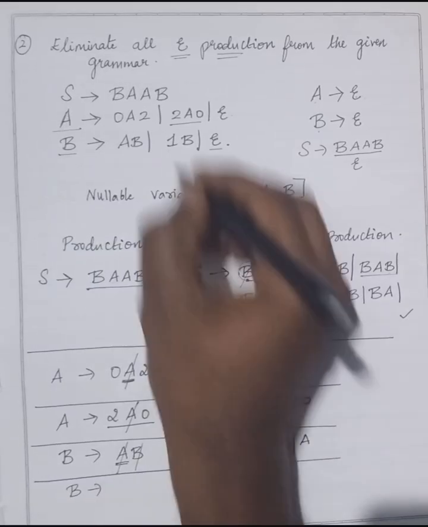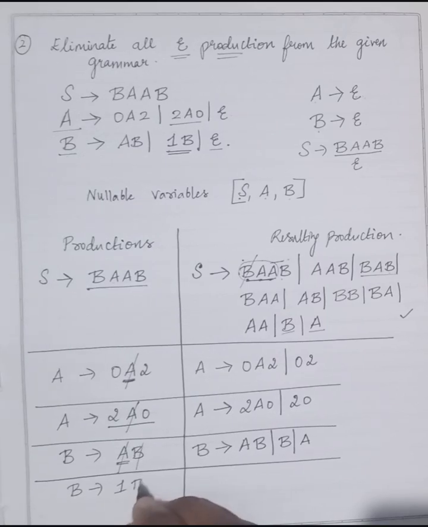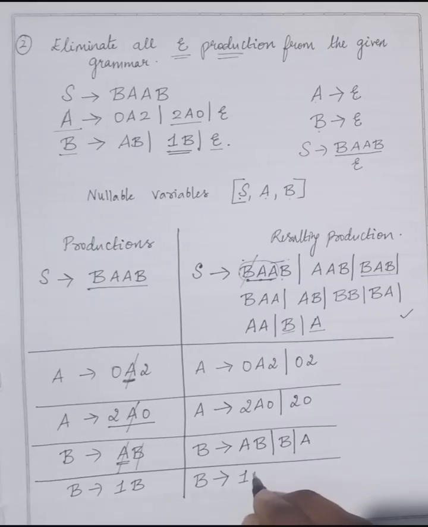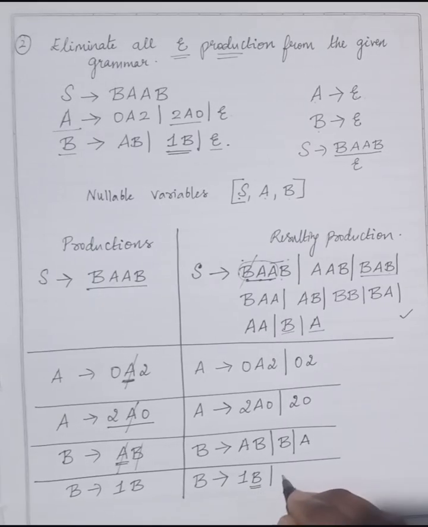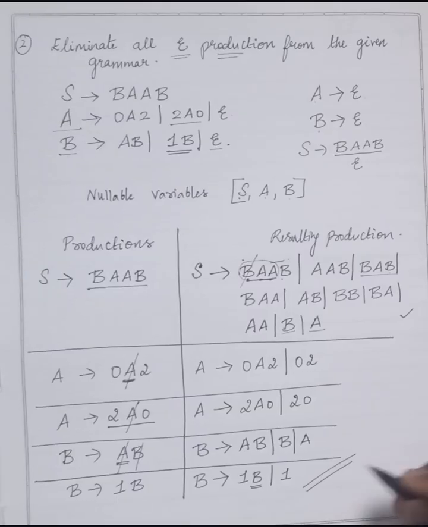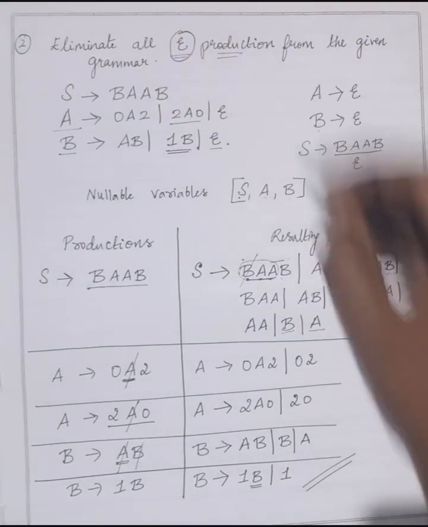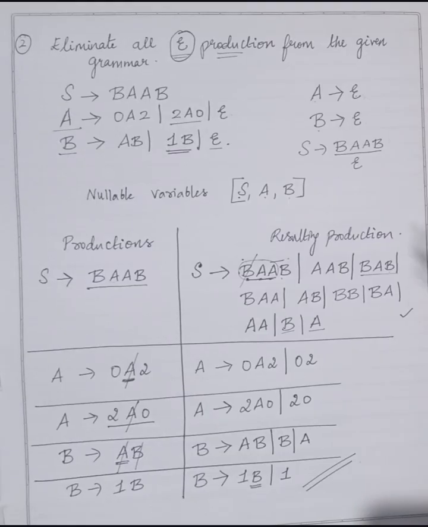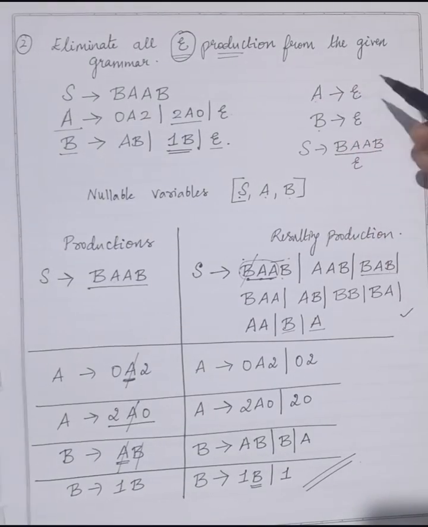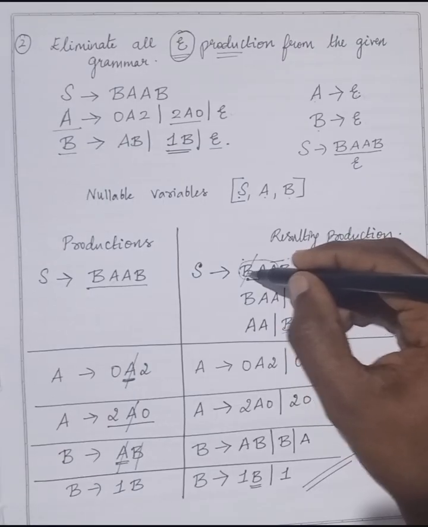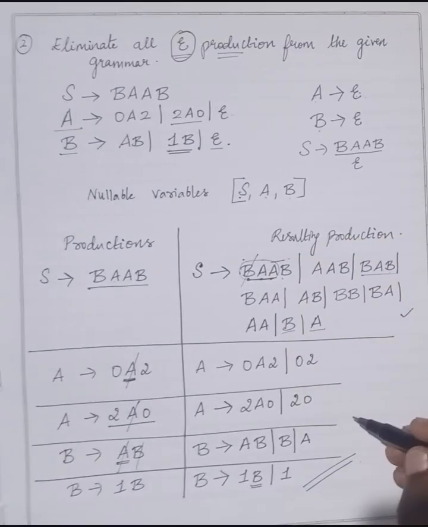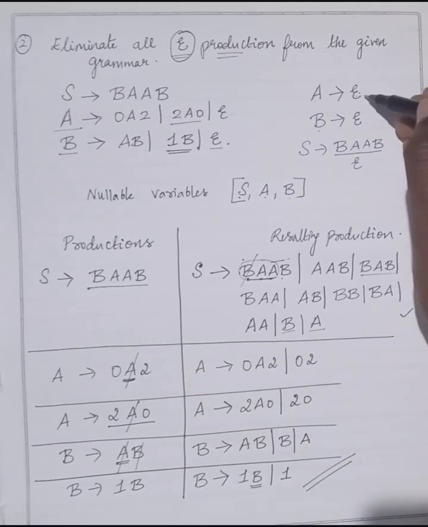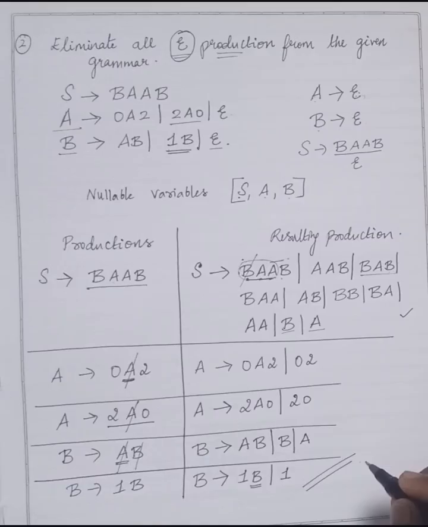In the same way, B derives 1B. First we'll take the same production, whatever it is, without considering epsilon, that is 1B. Or if you consider this B as epsilon, 1 is left out. So these are the new derived productions without any epsilon production. Actually, what we are doing in this logic is, instead of writing A derives epsilon, we are assuming the element to be epsilon, and we write all the different combinations that can be derived, instead of writing the epsilon. So this is the procedure to eliminate the epsilon production from the given grammar.